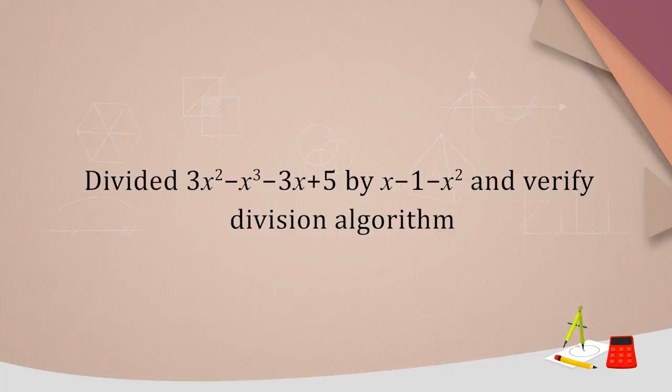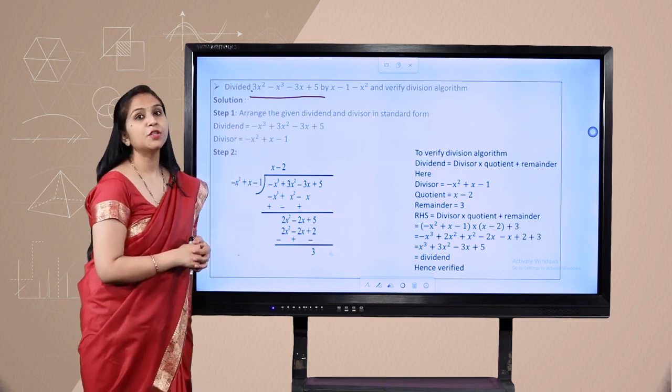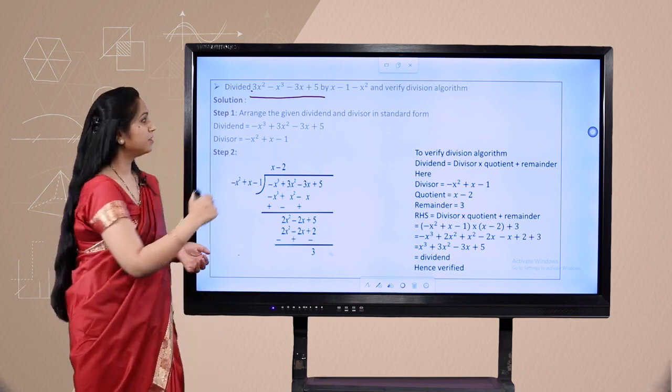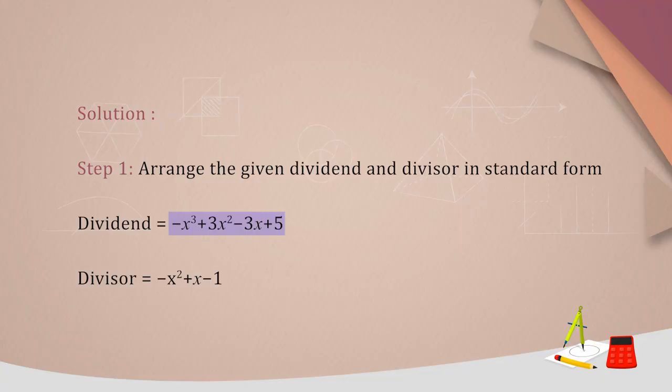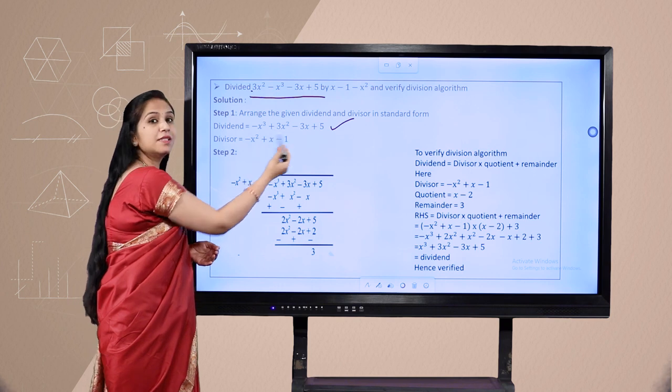You can see here the first term is, the power of the first term is 2 and the power of the second term is 3. So it means this dividend is not in a standard form. So children, first of all we will write down this in a standard form. So we have rearranged the terms to write down this in a standard form.